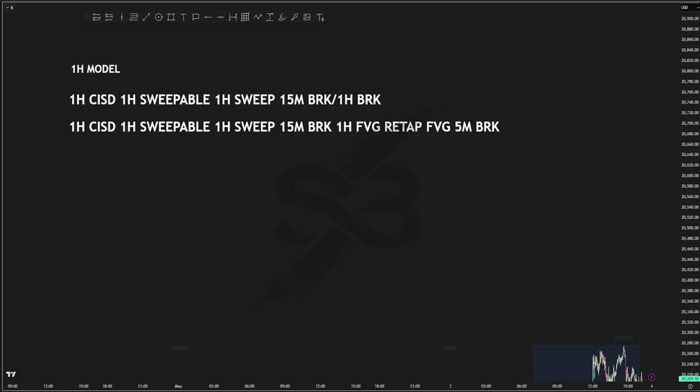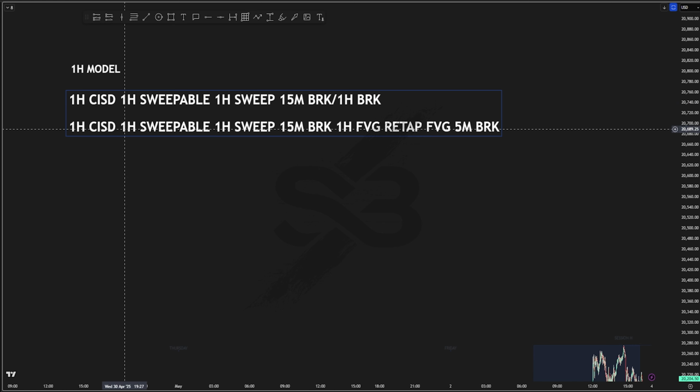Welcome back, folks. Today we're going to be talking about the 1 hour model and then the 4 hour model. This will help to tie into the higher time frame order flow and basically how I can get a bias for the day or the week, depending on what's going on in these time frames.